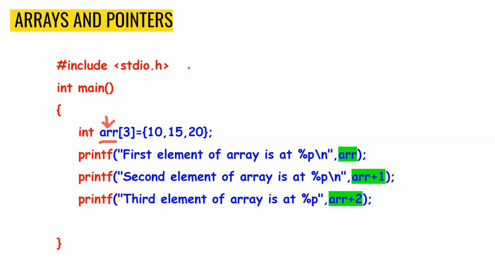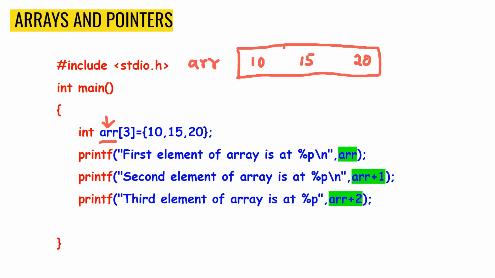Here we have declared and initialized an array ARR of size 3, with initial values 10, 15 and 20. So we have an array ARR with values 10, 15, 20, and the indexes 0, 1 and 2. Suppose we assume that the array's base address is 2000. Since it is an integer array, we'll add 2 bytes for the next locations: 2002 for the second element and 2004 for the third element.